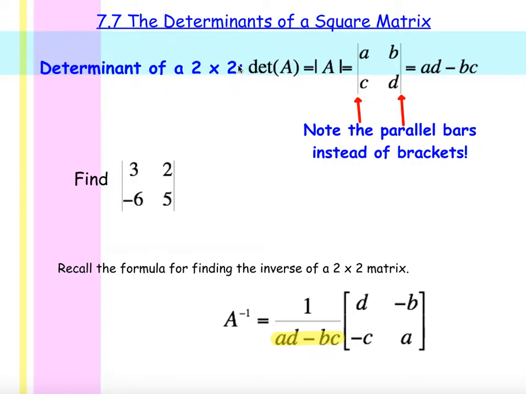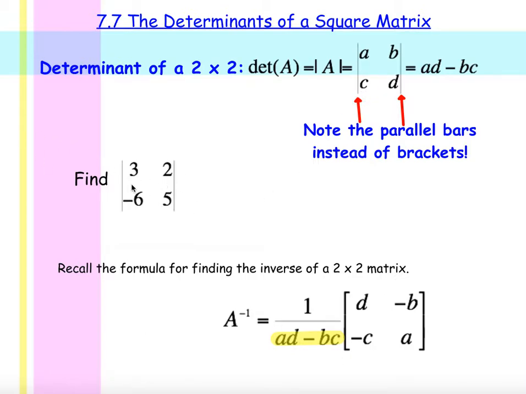The way you find the determinant of a 2 by 2 matrix is you can write det A and then you use the parallel lines. Notice that you're going to use parallel bars instead of brackets. If you use brackets, you're not talking about a determinant. So when you see parallel bars around a matrix, that means you're looking for its determinant. And what you're going to do is take the product of the main diagonal minus the product of the other diagonal, which was part of when we found the inverse of a 2 by 2.